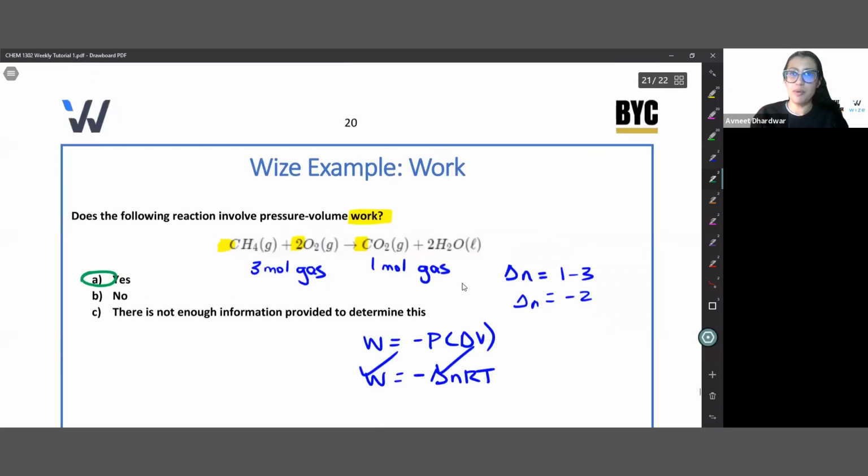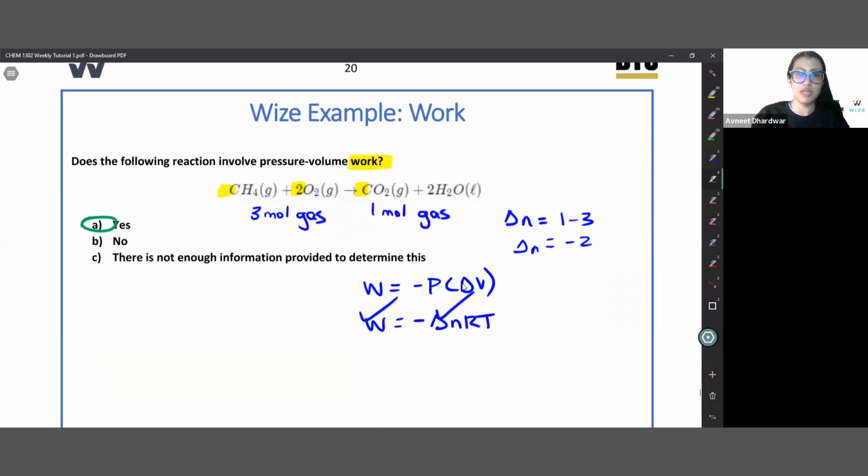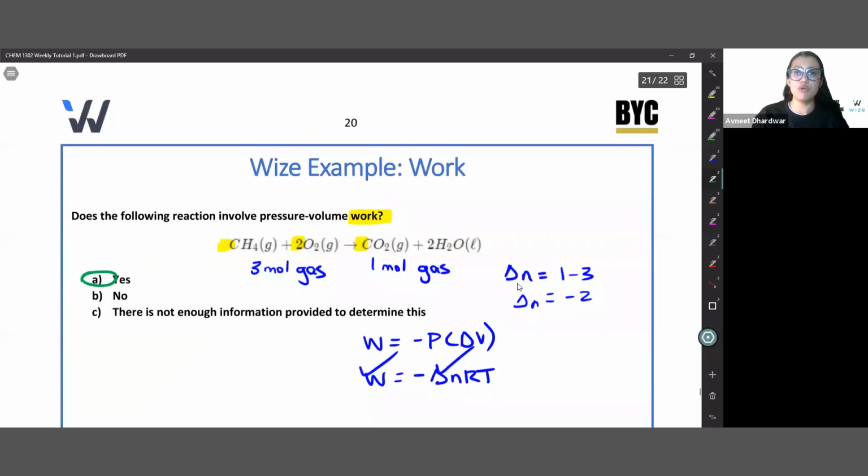Okay, so a couple questions here. How did you get delta N? So delta N is your delta N final for gas: moles of gas on the product side minus moles of gas on the reactant side.